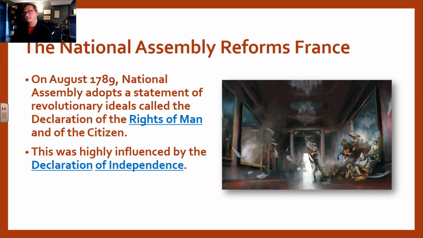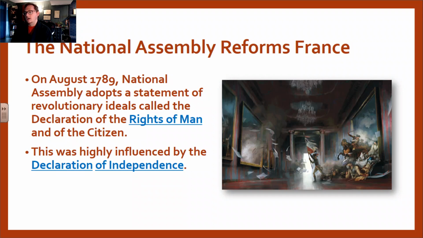So the Great Fear is essentially this fear that the Third Estate was going to come in and attack your house. And there was also a fear with the peasants that there would be punishment on them as well. So there's just a general feeling of anxiety and fear, not unlike what we're feeling today with the coronavirus, right?